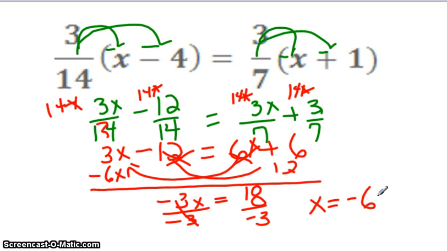And at this point you can plug it back in to check. I put negative 6 in for x on the left side. I get negative 30 over 14. I simplify that. I get negative 15 over 7. I put negative 6 on the right side. I get negative 5 times 3/7, which is negative 15 over 7. So I know that my solution is x equals negative 6.